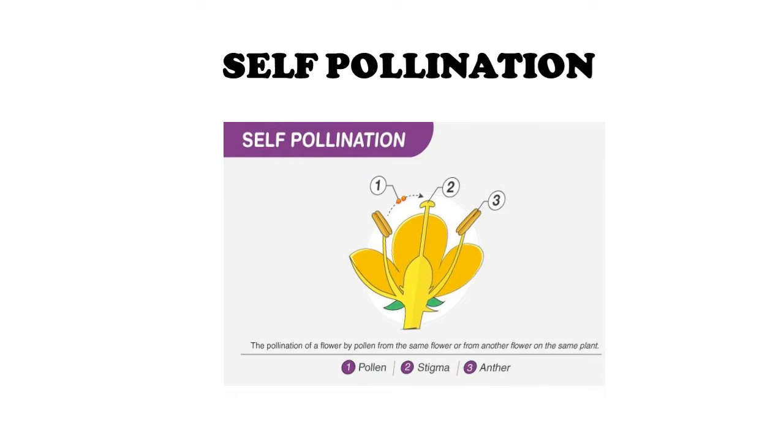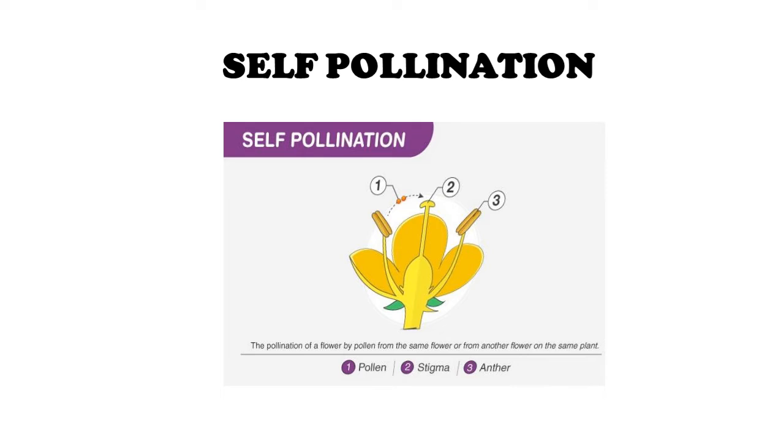Next, pollination is classified into two types. One is self-pollination, another one is cross-pollination. All the plants having flowers completely rely on the pollination method of reproduction. There are two types, self-pollination and cross-pollination.